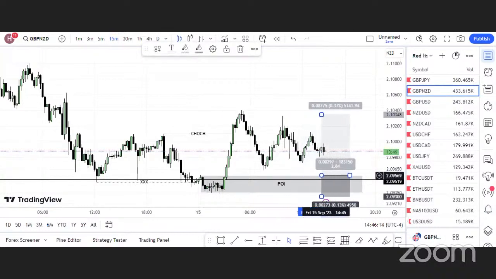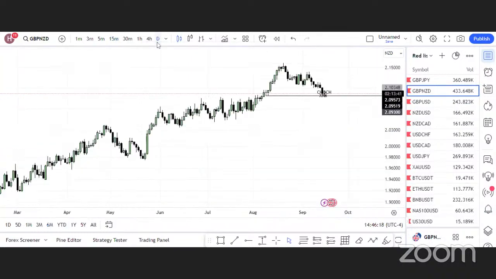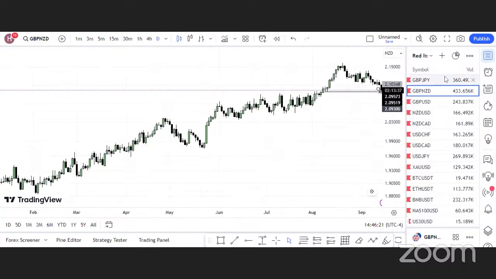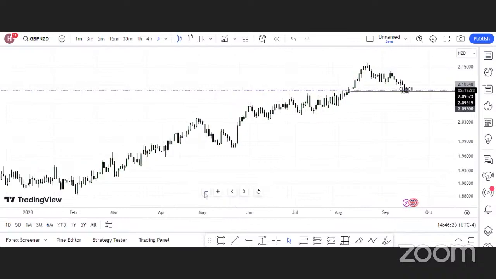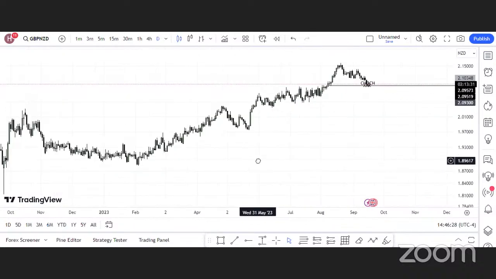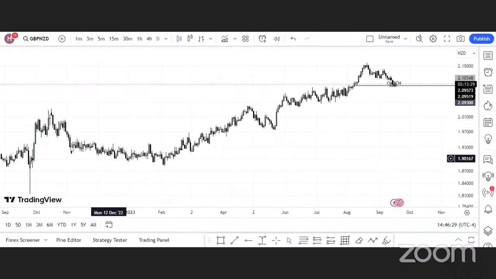Okay. So let's go to the higher time frame. Right now I have this market here. You see, the market has been going up since 2022. This is the daily time frame, so each candle here takes a whole day, a whole 24 hours to finish printing.